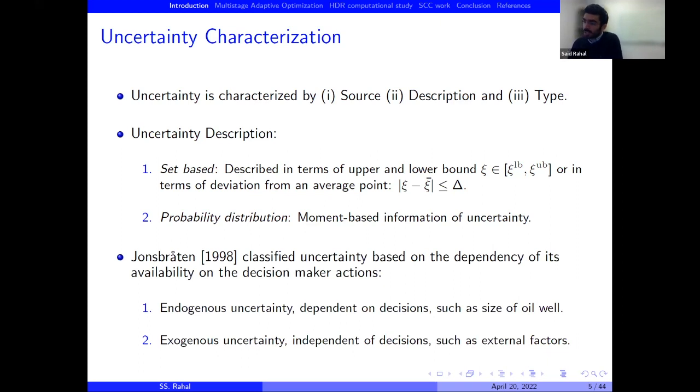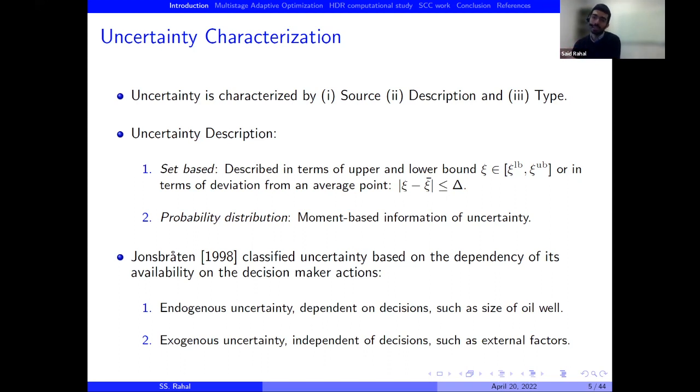As for the uncertainty type, it's a term coined by John Spratton. I'm not sure if I pronounce his name well, and it is based on the dependence of the uncertainty on a decision being made in the decision-making process. So endogenous uncertainty depends on the decisions, like its presence depends on the decision. Let's say, such as the uncertainty of a size of an oil well. So if you do not drill the oil well, you will not have this uncertainty. In a logistics context, we can say the disruption of a facility.